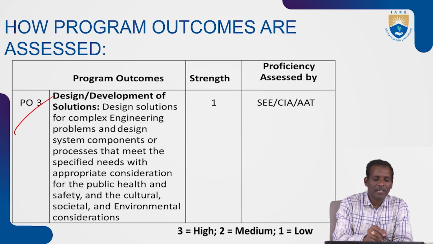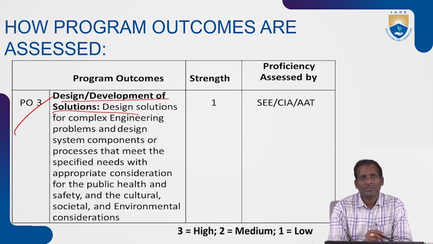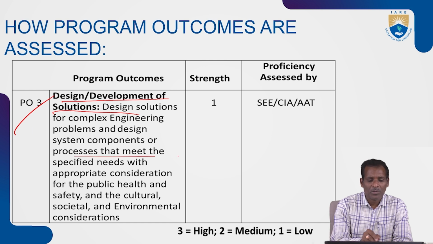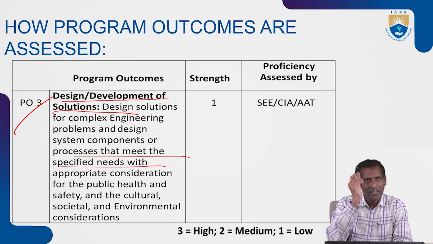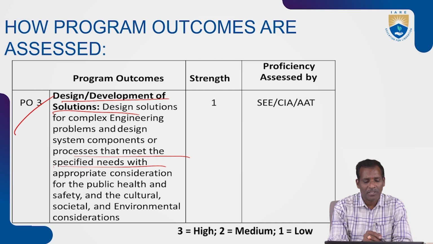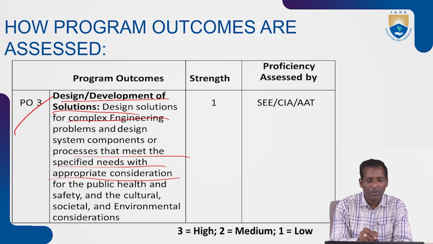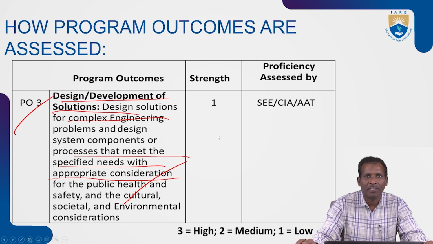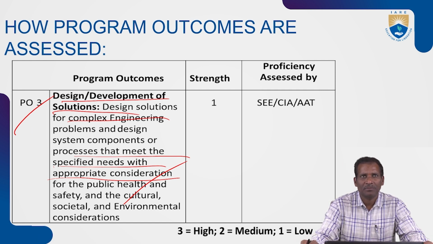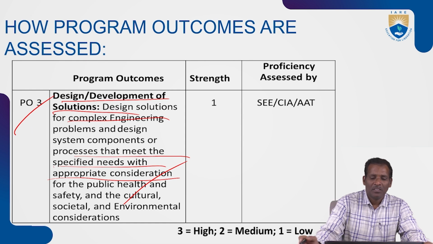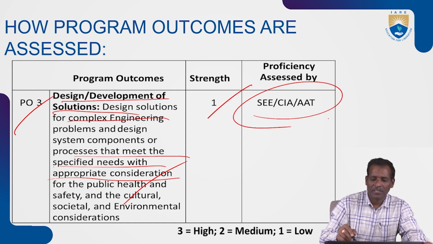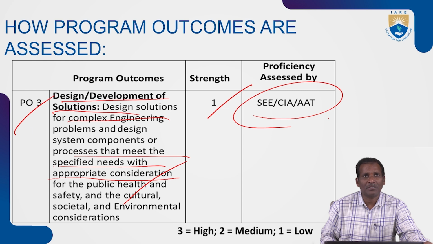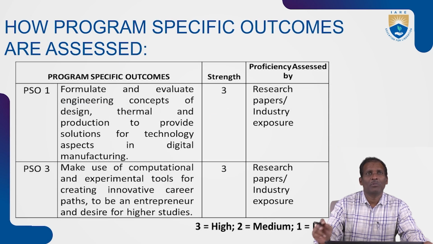PO 3, design and development of solutions. This one also: design solutions for complex engineering problems and design system components or processes that meet the specified needs with appropriate consideration for public health and safety and the cultural, societal and environmental considerations. So the assessment strength is 1 and the assessment methods are SCE, CA and AAT. Like this you have to frame the table.